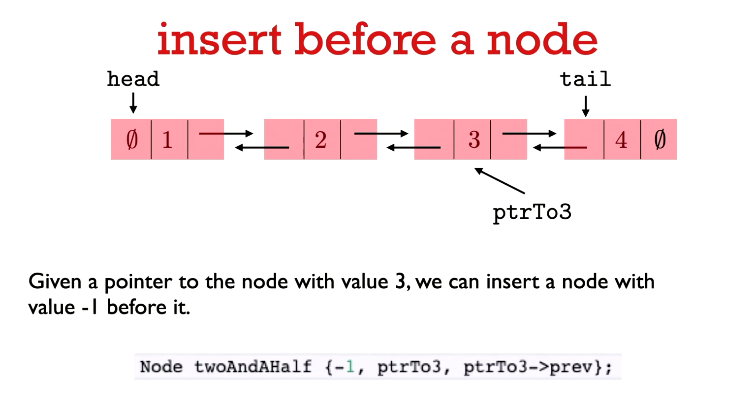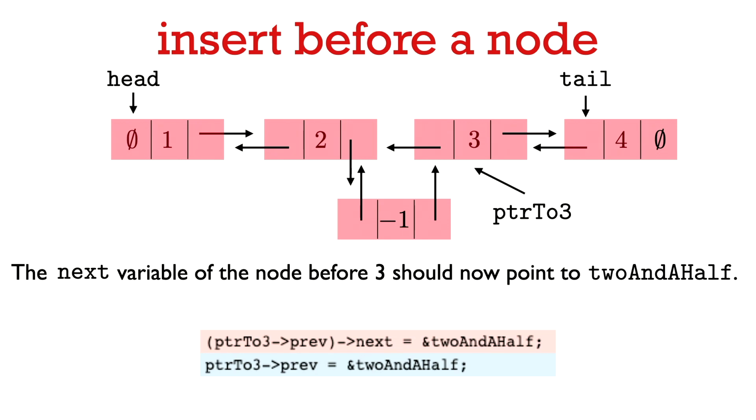So now, given a pointer to node 3, we can insert a node before it. We initialize our new node with, in this case, the value 1. The next pointer is equal to pointer to 3, and the previous pointer is equal to pointer to 3 pointing to previous. So this takes us to this situation. Now we need to update the next pointer of the second node and the previous pointer of the third node.